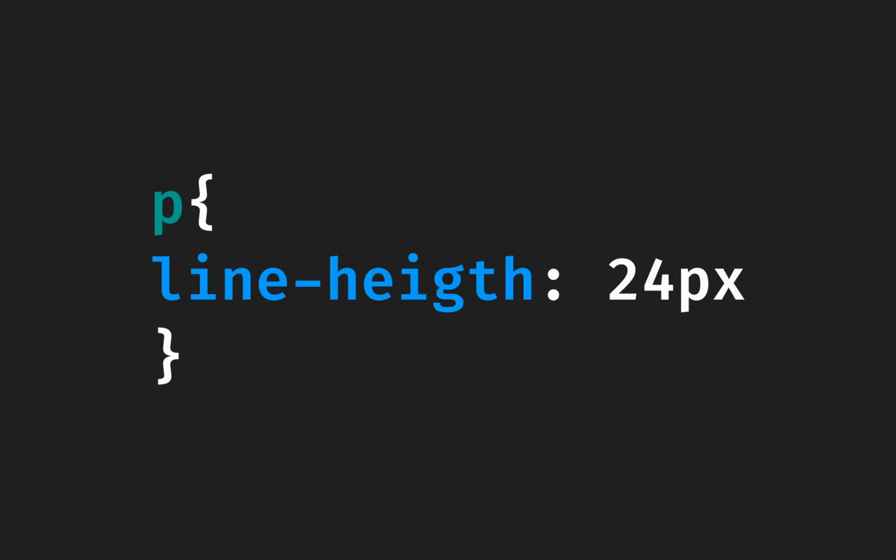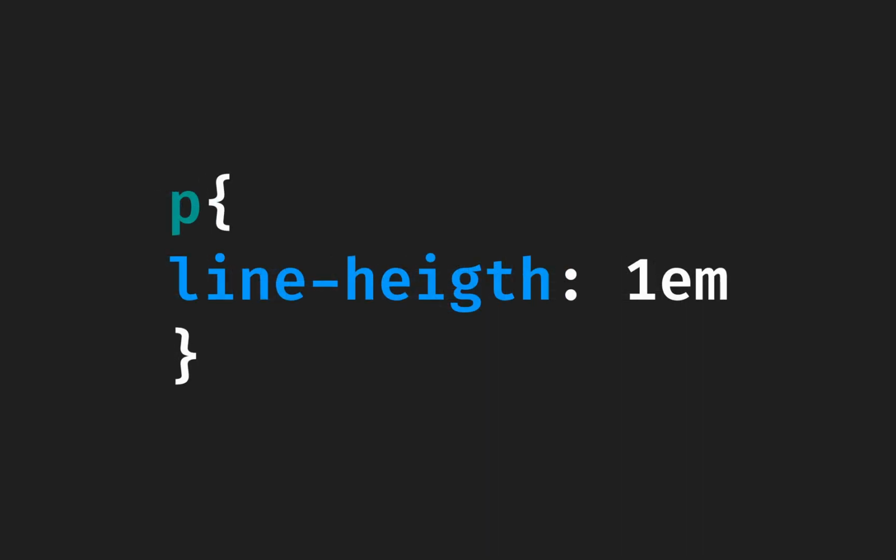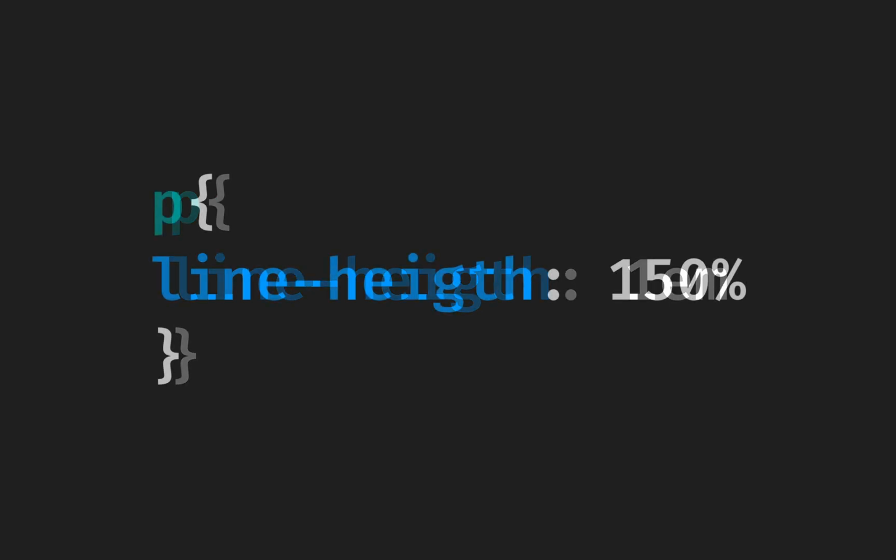You can have a length value like 24 pixels or 1em. This will set the line height to that specific value. We can have a percentage value like 150%. So that will set the line height to a percentage of the current font size. For example, if the font size is 16 pixels and the line height is 150%, the line height will be 24 pixels because that is 150% of 16.